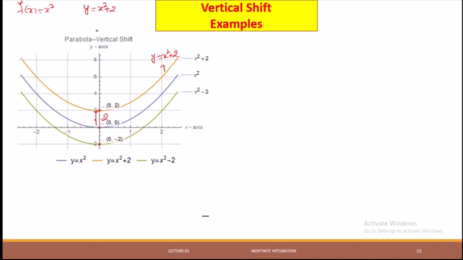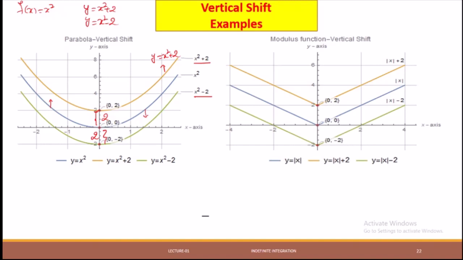Now I would like to plot the graph of y is equal to x square minus 2. So as per the statement, this graph shifts vertically downwards. So in this case it is vertically up, in this case it is vertically down. So this is shifted vertically down by 2 units. So y is equal to x square minus 2 is represented in the green color curve, which is shifted downwards. The graph of y is equal to x square plus 2 is represented in the orange color, which is shifted 2 units upwards. Let me explain one more example here.